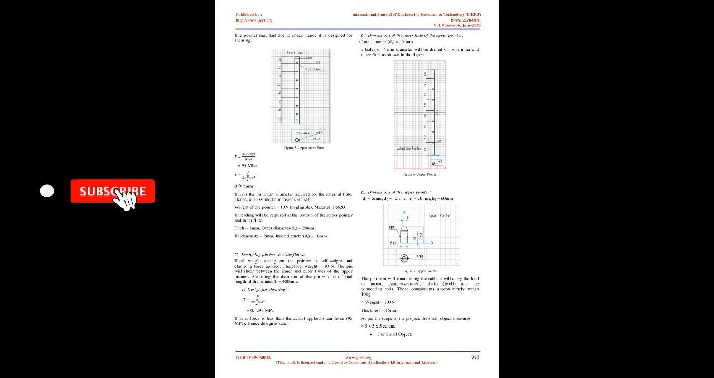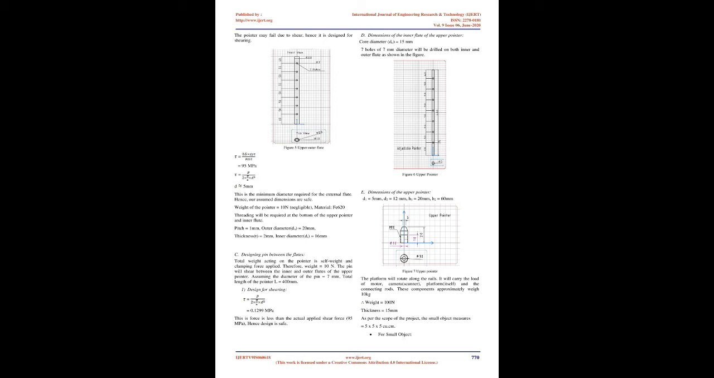D. Dimensions of the inner flute of the upper pointer. Core diameter, DC, equals 15 mm. 7 holes of 7 mm diameter will be drilled on both inner and outer flute as shown in the figure. Figure 6. Upper pointer. E. Dimensions of the upper pointer: D1 equals 5 mm, D2 equals 12 mm, H1 equals 20 mm, H2 equals 60 mm.